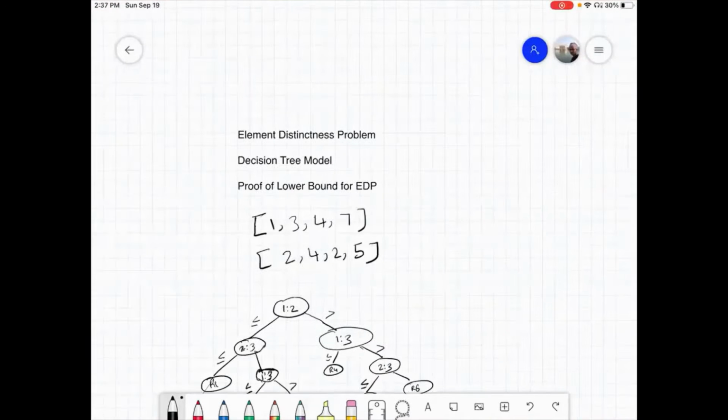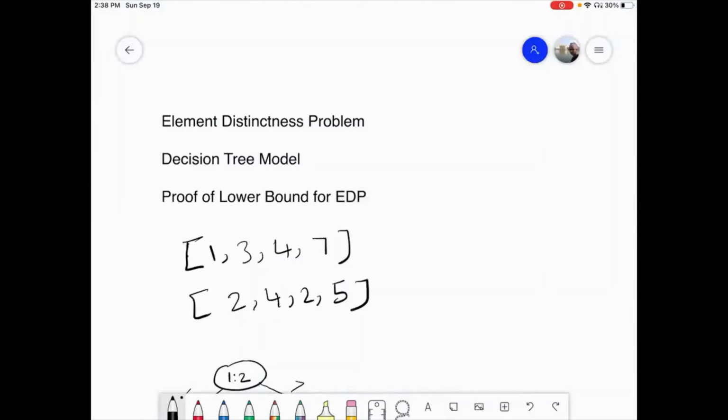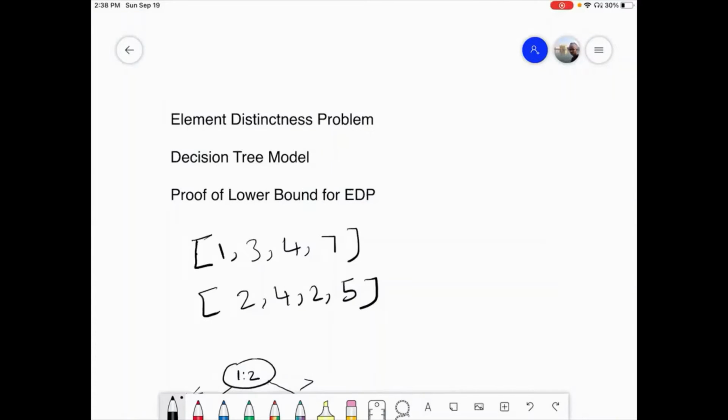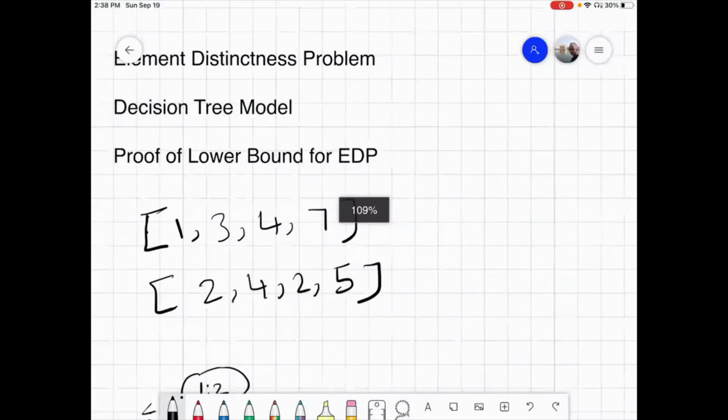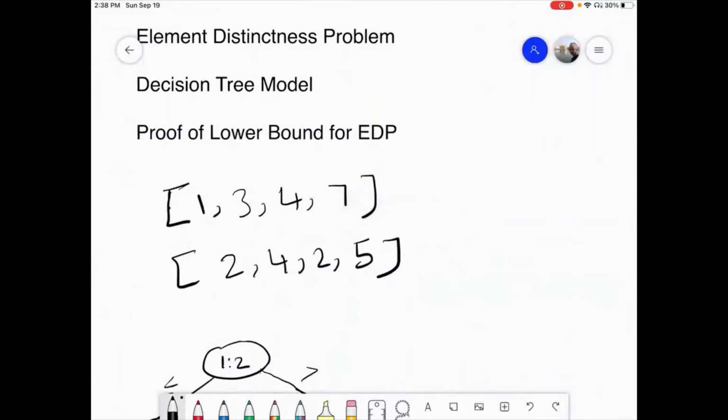This presentation is for the element distinctness problem, and this is for the course COT 5405. In this presentation, we are going to see what an element distinctness problem is and also define the lower bound for this problem. So let's first see what actually an element distinctness problem is.